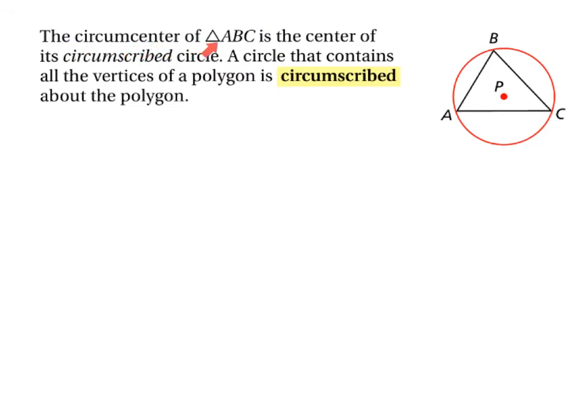The circumcenter of triangle ABC in this case is the center of its circumscribed circle. A circle that contains all the vertices of a polygon is circumscribed about the polygon. So this is circumscribed about the polygon, which is the triangle.